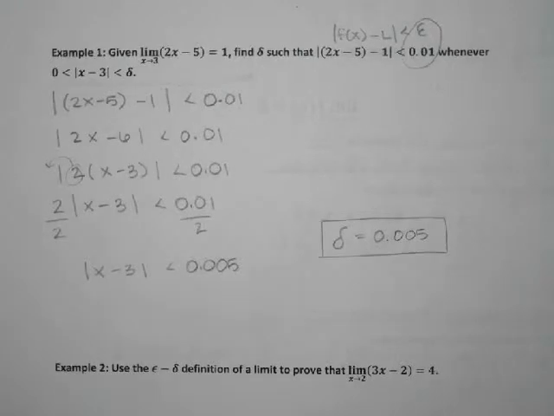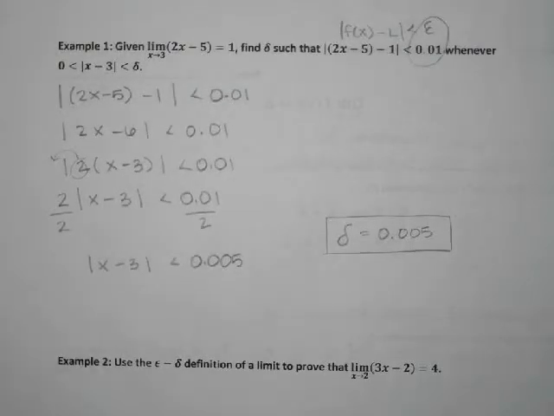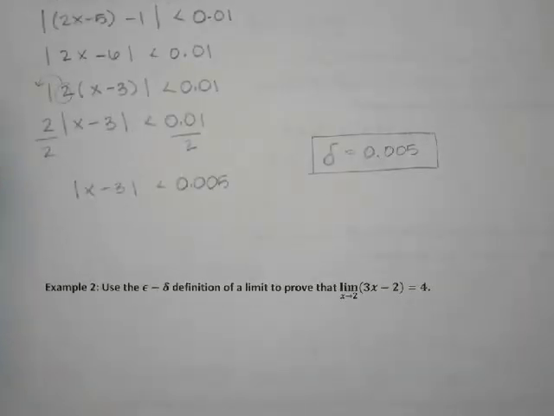So these are the nice problems because we didn't do a proof, so we didn't have to be crazy formal about it. We were just solving for delta, and that's it. We're good. Now, the next example says use the epsilon delta definition of a limit to prove the limit. So now we actually have to do a proof, okay?